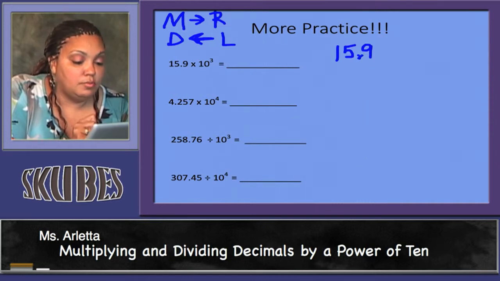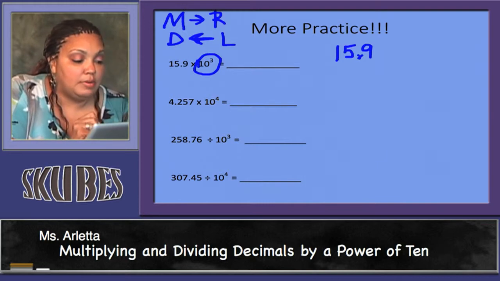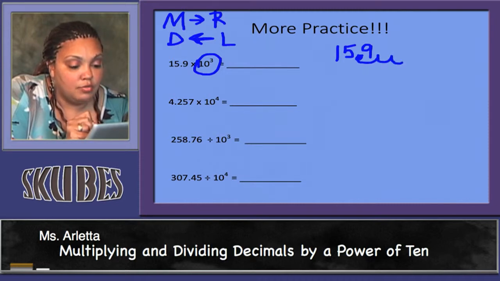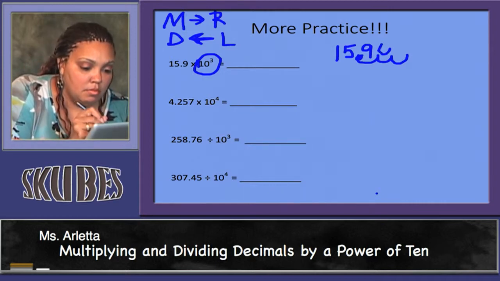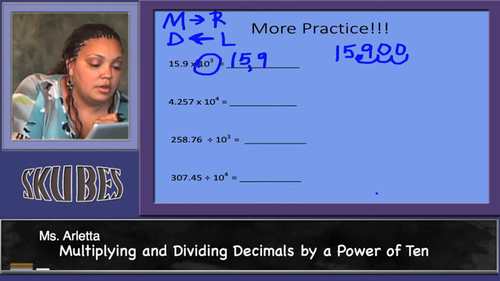15.9, they are multiplying times 10 to the third. That means it's 3 decimal places. And we will take those 3 decimal places. We'll start here and move it 1, 2, and 3. Two decimal placeholders, and our answer is 15,900.